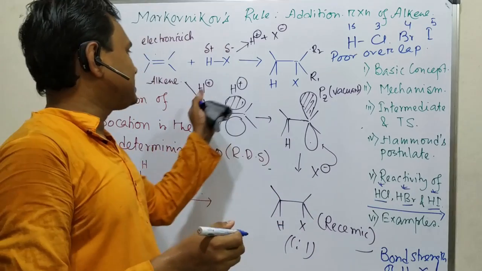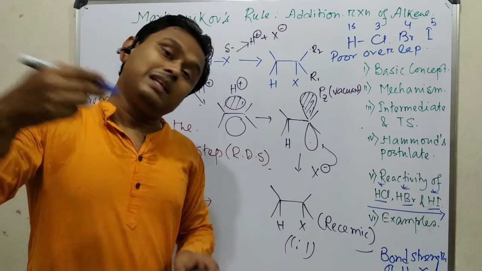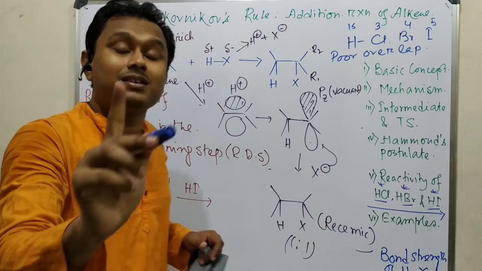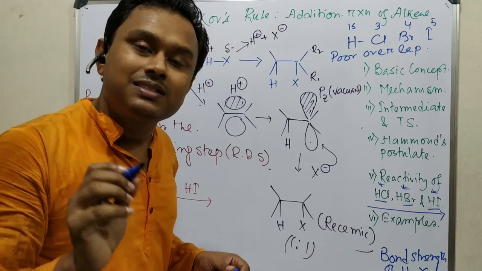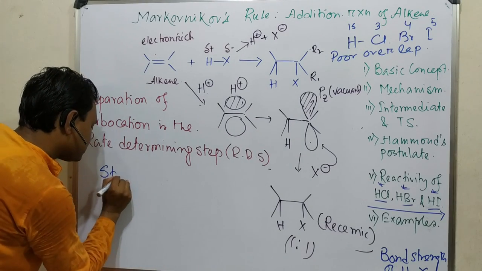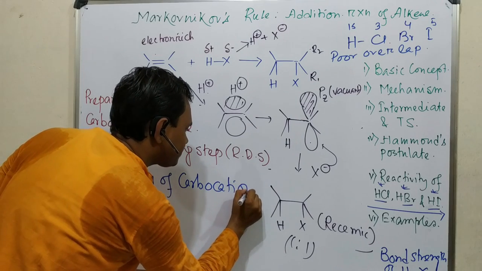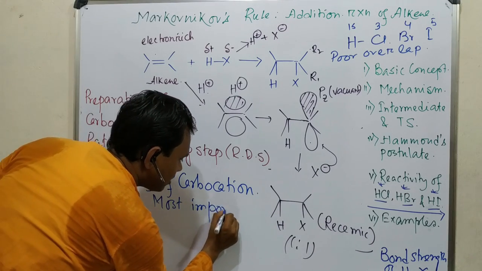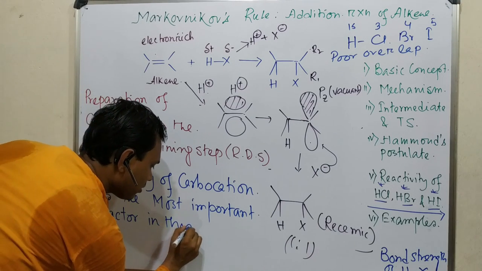So it dissociates easily and produces H plus and I minus, if we consider HX. So H plus is produced easily, which means the reactivity will be higher, as the reaction of H plus and alkene is the rate determining step. Okay. And actually the stability of carbocation is responsible for the process. Please keep this statement in mind also, that the stability of carbocation is the most important factor in this process.